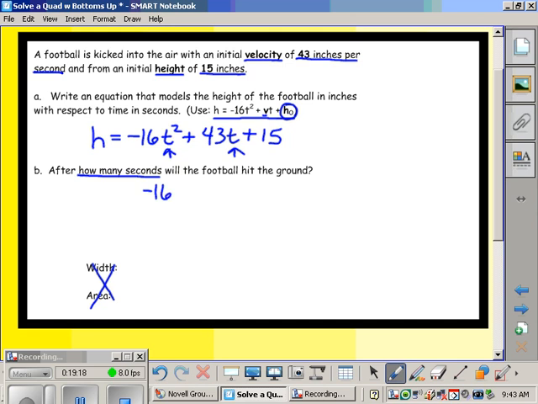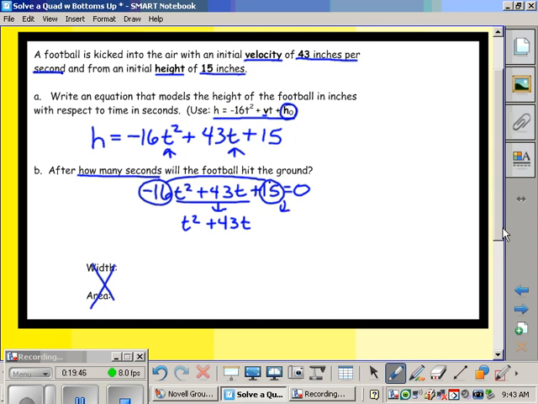Okay, so let's go ahead and write down our quadratic equation. We're going to set this equal to 0, and then we're going to factor it and solve it using bottoms up. So let's circle the negative 16 and the 15, and let's drop down the t squared plus 43t. At this point, we need to multiply 16 times 15, which is 240. And it would be negative 240 because the 16 is negative.